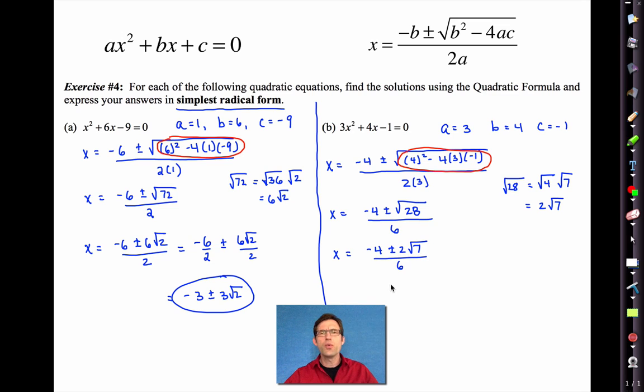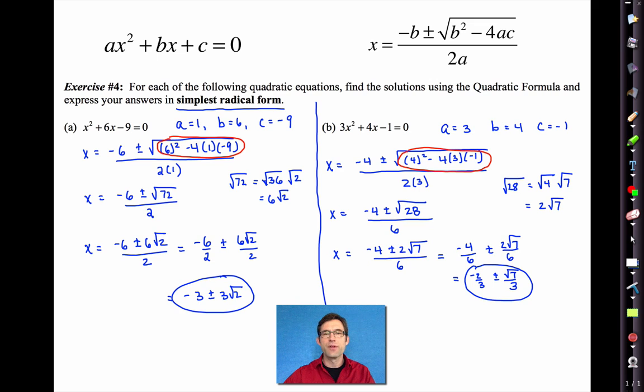Now there's kind of two ways that this could be simplified. Either the division could be distributed the way we've been doing it, in which case this fraction would reduce to negative 2/3, and this would reduce to square root of 7 divided by 3. So that's a great way to leave the answer.